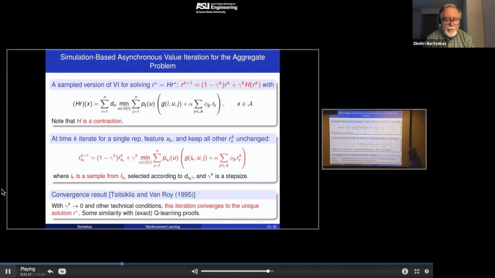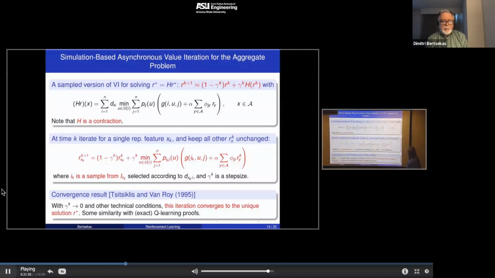And this algorithm is solid. It has a convergence result that dates back to the mid-90s. If you choose gamma k to go to 0 at a rate of 1 over k, and some other technical conditions, actually this is the main condition, gamma k should go to 0, and also the other condition is that each representative feature should be taken up for iteration infinitely often. Okay, you can't stop iterating on some x, right? So with these two, you get convergence to the unique solution R star.